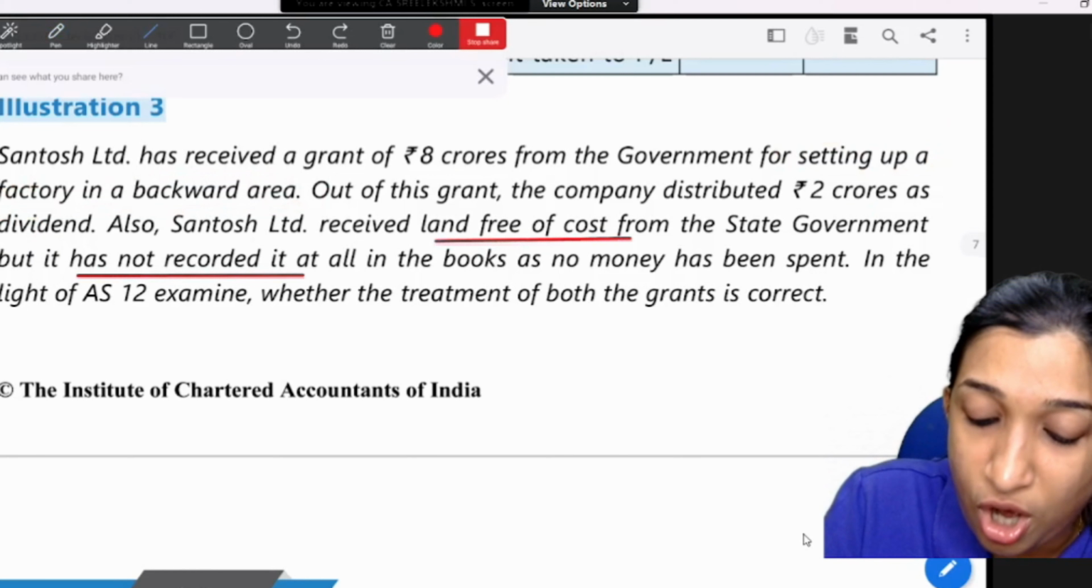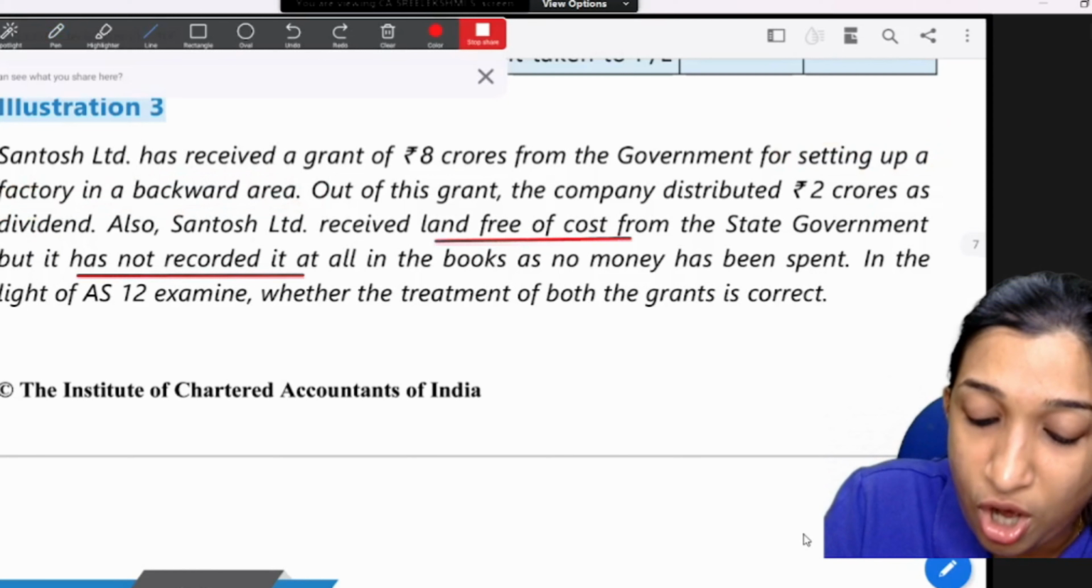Now, depreciable asset. If the government grant you received is to acquire a depreciable asset. What is this depreciable asset? All other assets: furniture, building, or any plant and machinery. Then there are two treatments. What are the two treatments? Treatment number one: adjust grant amount from the cost of asset.